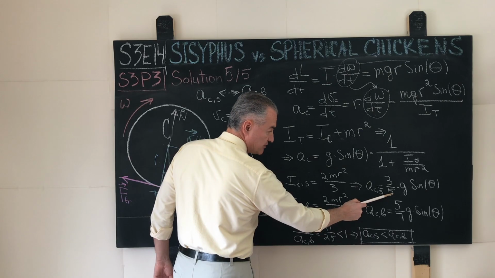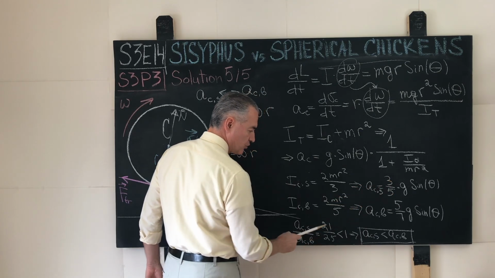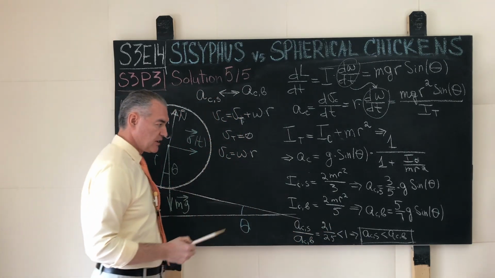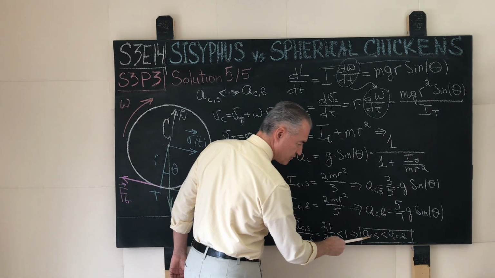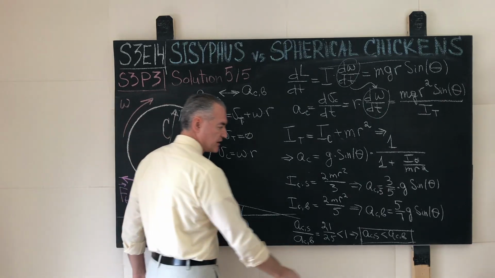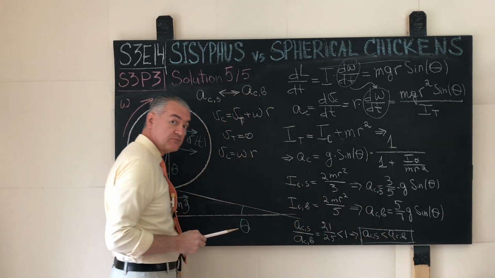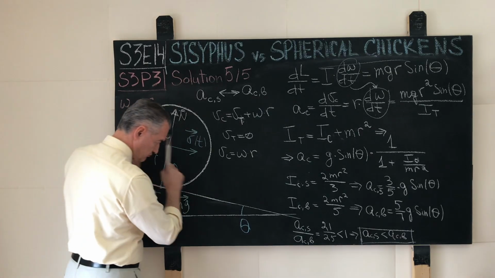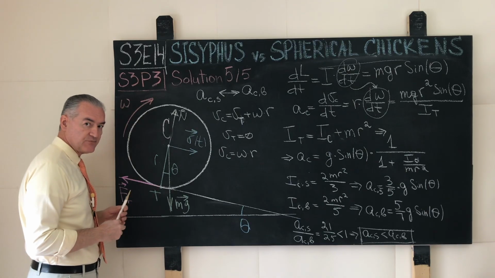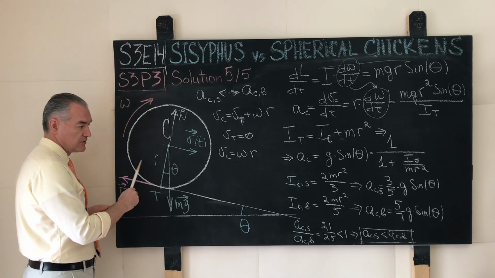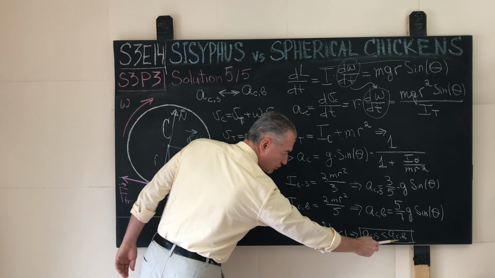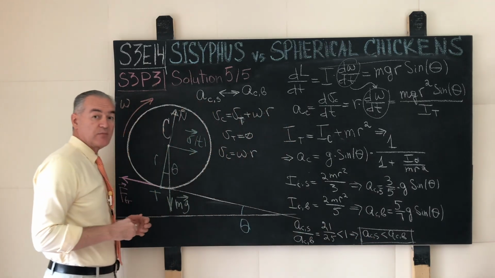3/5 times 5 in the denominator, 7 in the numerator, 21/5, less than 1. This is a real number that is strictly less than 1. And that means what? That means that the linear acceleration of the center of mass of a sphere will be strictly less than the linear acceleration of the center of mass of a ball as both objects roll down the inclined plane. And that means that the rate with which the velocity of a sphere grows will be lower than the rate at which the velocity of the center of mass of a ball grows.